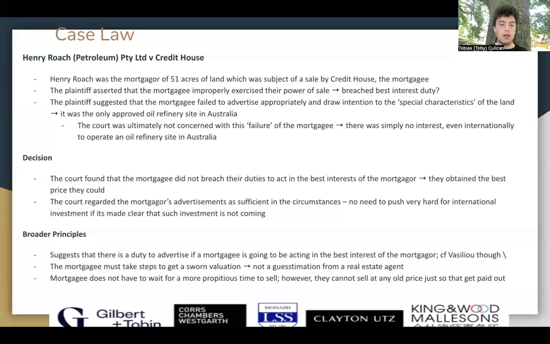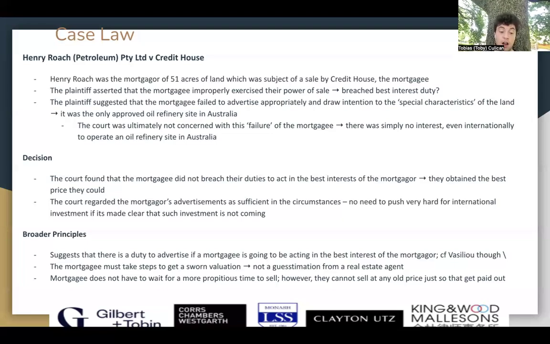Anyway, the court found that the mortgagee did not breach their duty to act in the best interest of the mortgagor. They obtained the best price they could. The court regarded the mortgagor's advertisements as sufficient in the circumstances. They had floated the idea to international capital markets and investors, etc. But there was no need for them to continuously push for the international investment. It was not coming. Yeah, no one would. Why would you open up a refinery in Australia? It makes no sense.